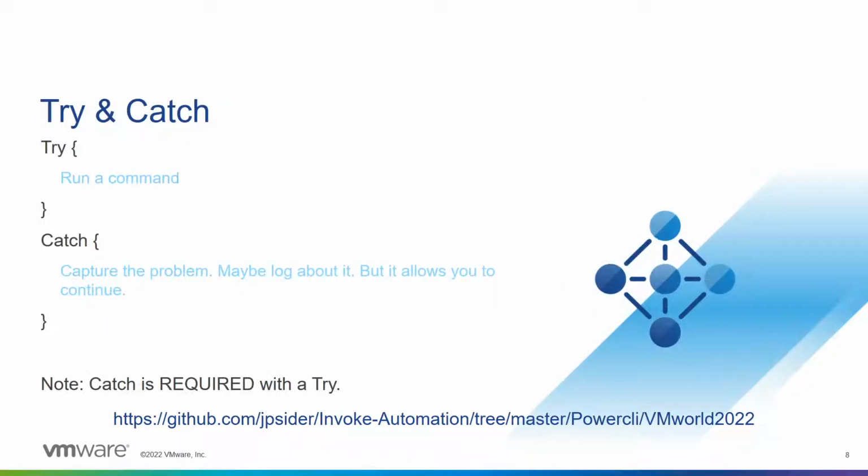All right, try and catch. This is going to be super useful. Here's kind of what it looks like. We're going to say try, and inside of that try area, we're going to run a command. If that command runs successfully, we're going to ignore the catch, and we're going to continue on. If that running of a command throws an error, we are going to capture that error. We have an option to pull some information from that error. We might choose to log it, but it allows you to continue on. So whatever's after this try will then continue on.